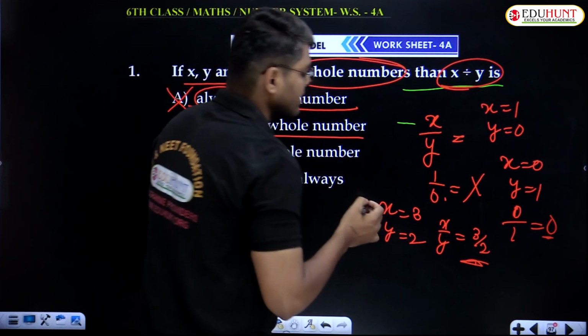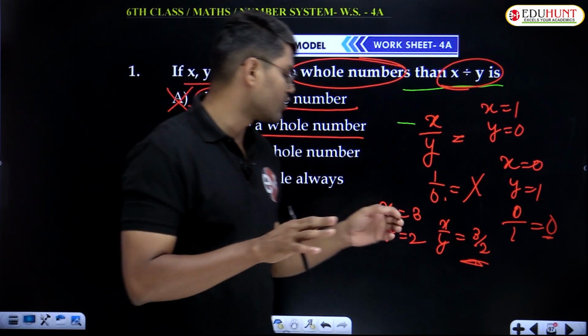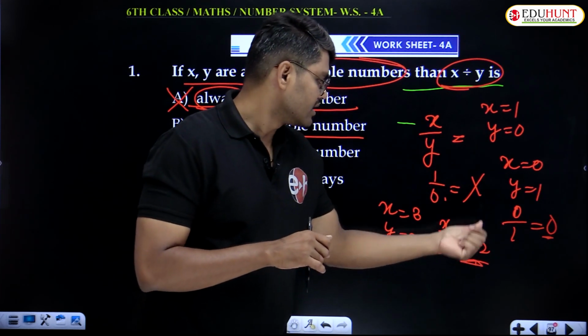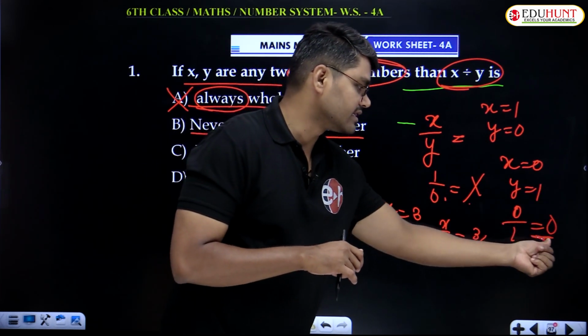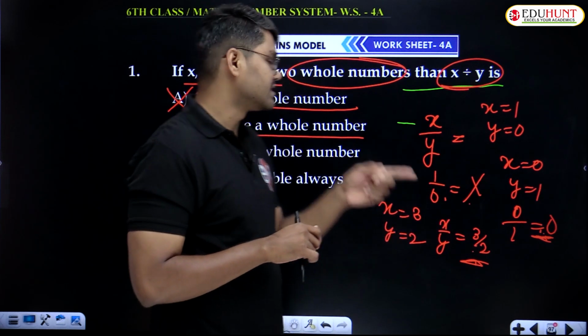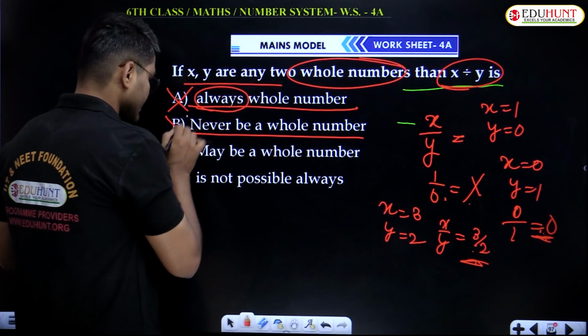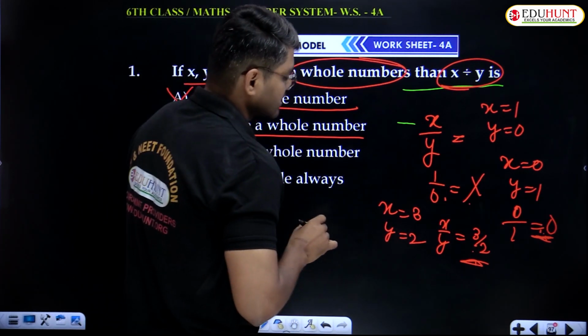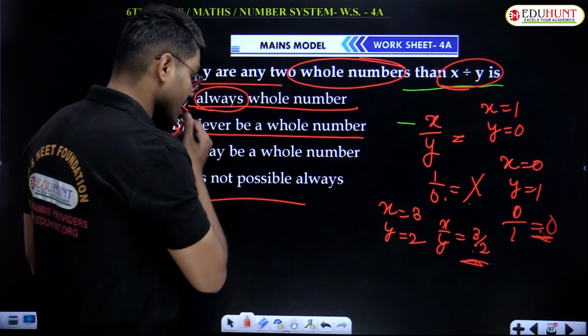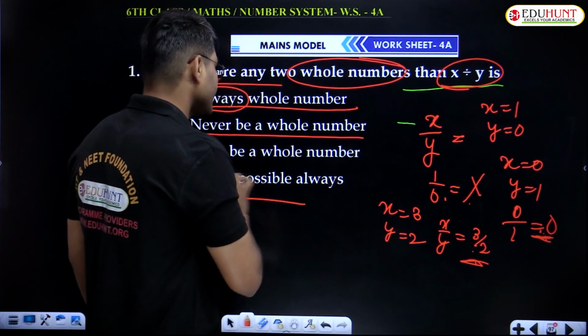Never be a whole number. Never be a whole number means it is not a whole number, it is not defined, but here in this condition a whole number came. That means this option is also wrong. Next, maybe a whole number, and it's not possible always. Okay, see, maybe a whole number.